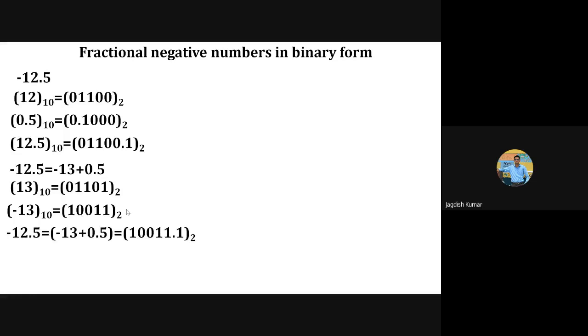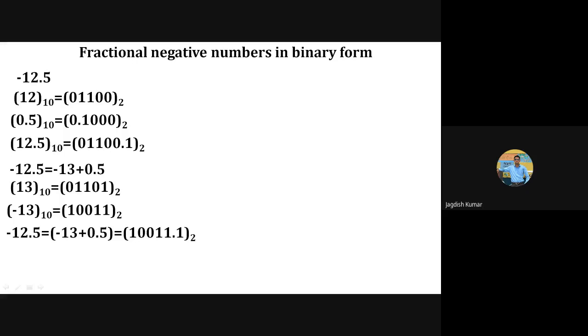Well, so how to represent minus 12.5 in 2's complement representation? This part is minus 13, isn't it? And 0.5 is written as such. So what is 0.5? This is your 0.5, right? So I would write it exactly this way. So this is your minus 12.5.